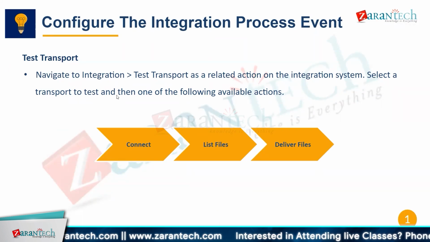So for test transport, navigate to integration, launch, and then, except for launching the integration, you can do the test transport as a related action to the integration system. Select the transport to test, and then one of the following actions will be available. Connect is just to check username, password, authentication. It's connecting, it'll say success. If there are any files on your SFTP server that you would like to see the list of, you can click list files, or if you want to deliver a file, you can select deliver files, and then you can select either the default template or select your own file to be delivered.